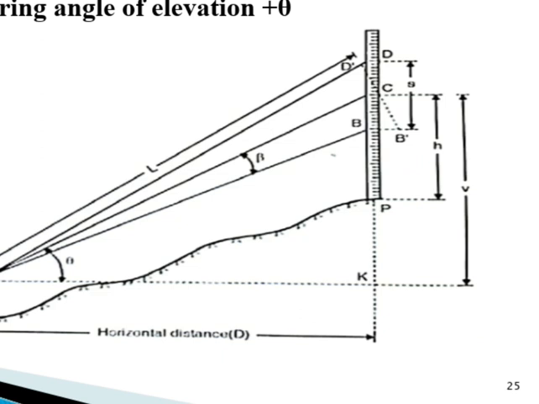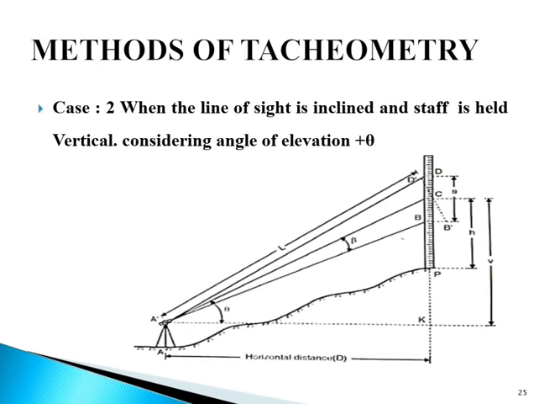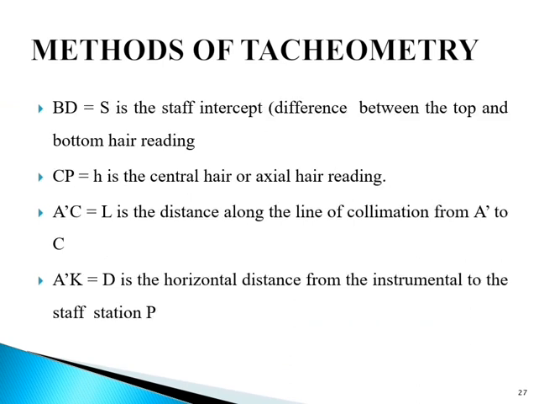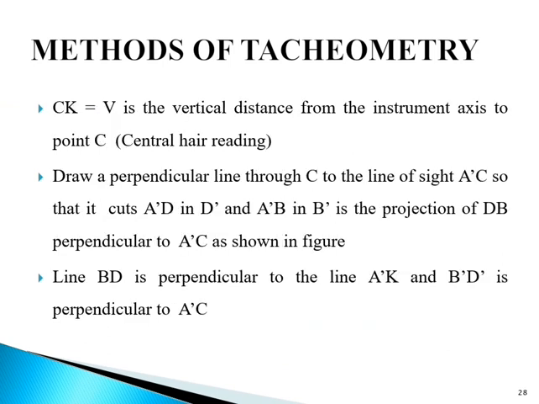Line BD is perpendicular to the line A'K, and B'D' is perpendicular to A'C. Okay, so we have seen all the criteria in the image. So already I have it listed down here also, so you can write it down from here. Be sure you write down each and every step and every notation for it.